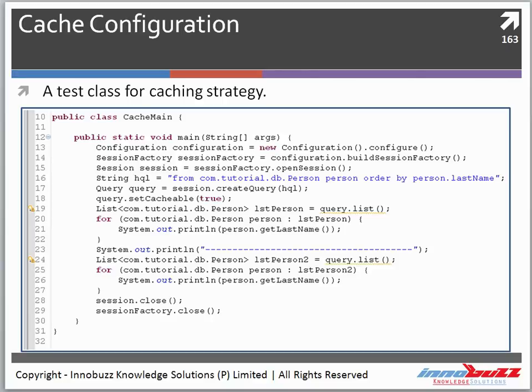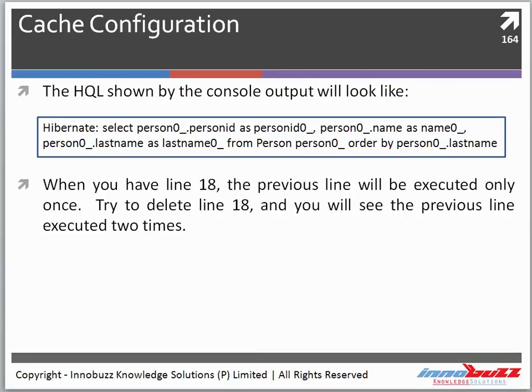Run the file and you'll see the HQL being shown only once. This is the HQL you'll be seeing. Now delete line 18 and run the file again. You'll be seeing the HQL twice.